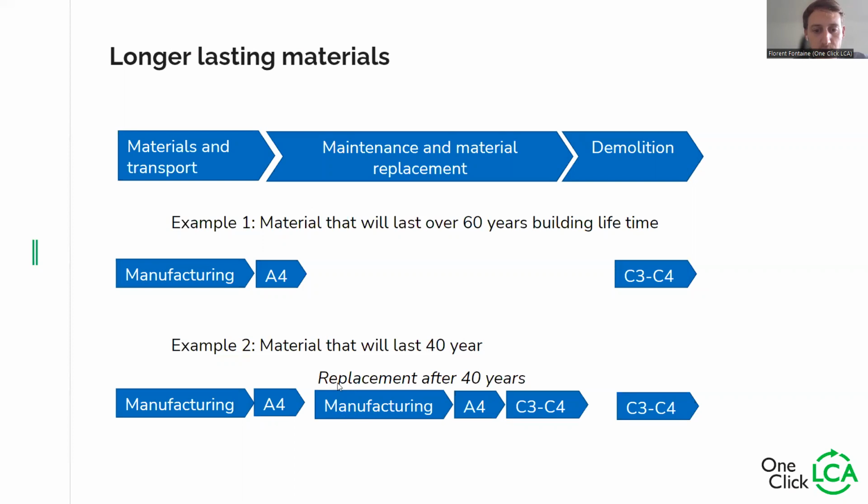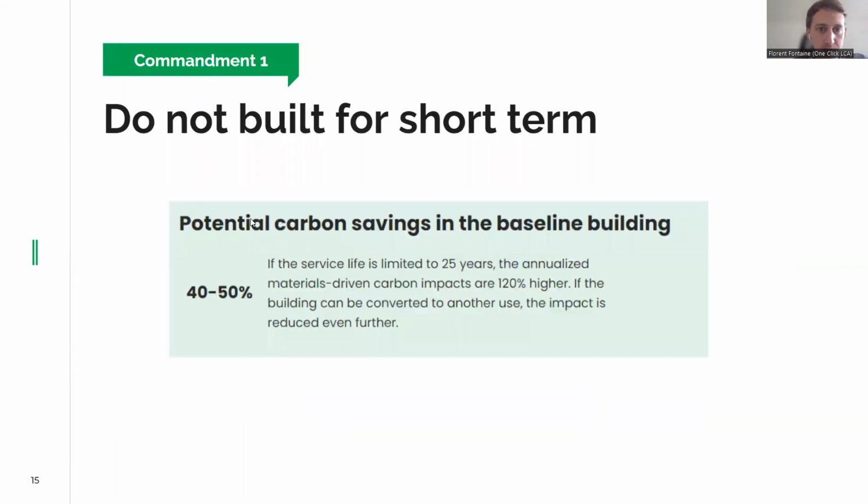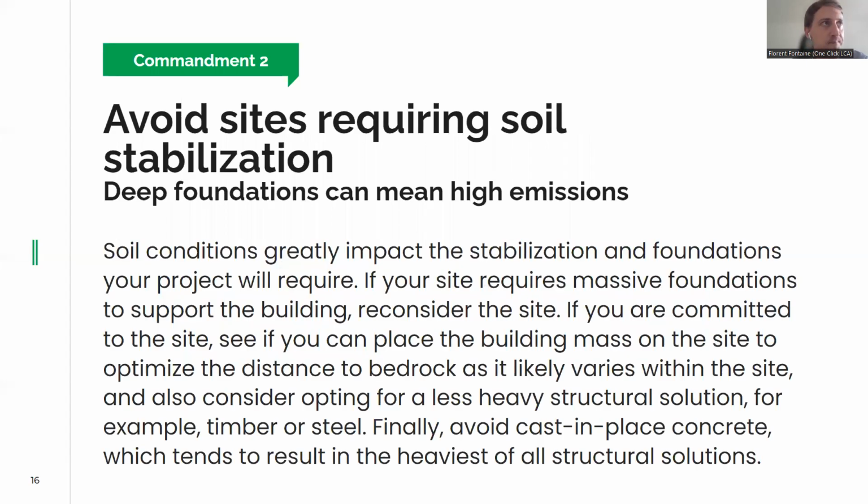So here in this case, for example, you see that manufacturing the replacement for some material that will last 40 years, this replacement will affect the total carbon footprint of the building, since we will have to remanufacture, to reinstall, and to demolish part of the buildings. So very important to build for the longer term as possible. And this results in very high potential carbon savings, like 40 to 50% in comparison with the baseline building.